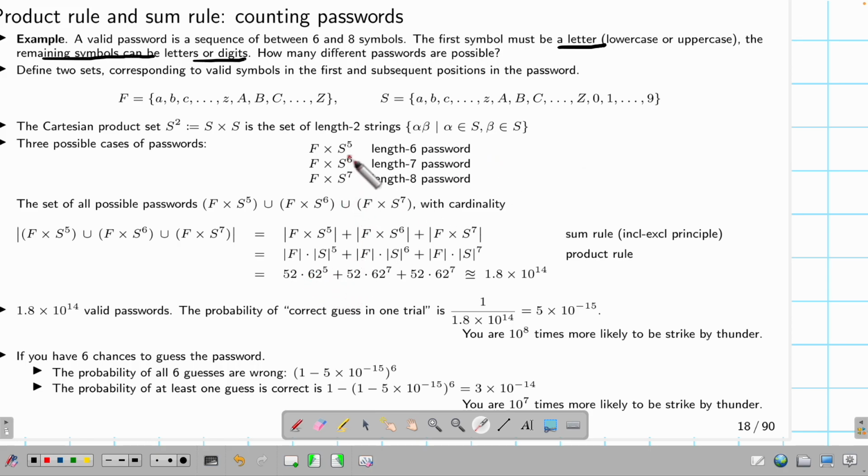And then this one has 5 times, so power 5. This one has power 6, so this one has power 7. Okay, so I made a mistake. This should be power 6. Okay, it will be some number.